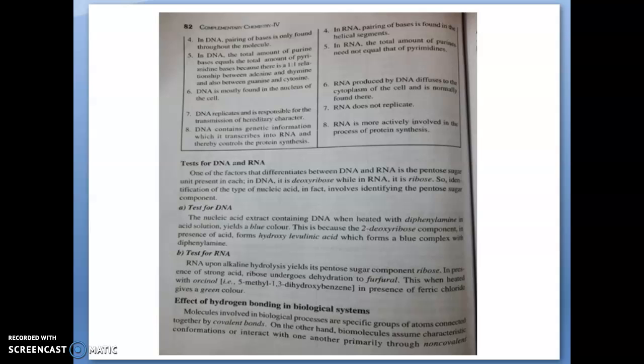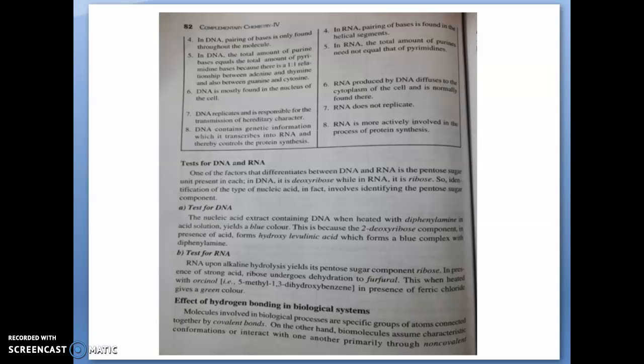Next we are going to discuss the effect of hydrogen bonding in biological systems. In biological molecules, the groups of atoms are held together by covalent bonds. We know what a covalent bond is. On the other hand, these biomolecules assume their characteristic conformation or interact with one another primarily through non-covalent interactions. Of these non-covalent interactions, perhaps the most important type is hydrogen bonding.